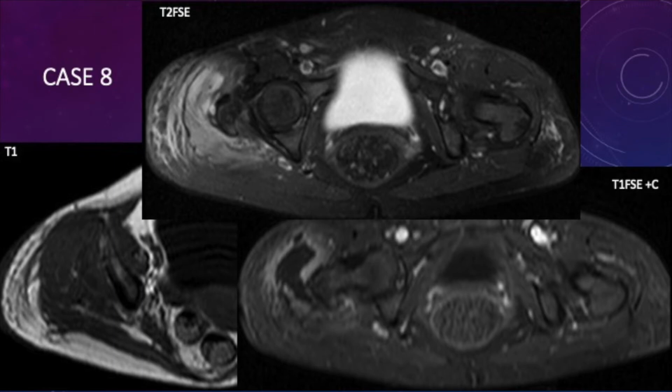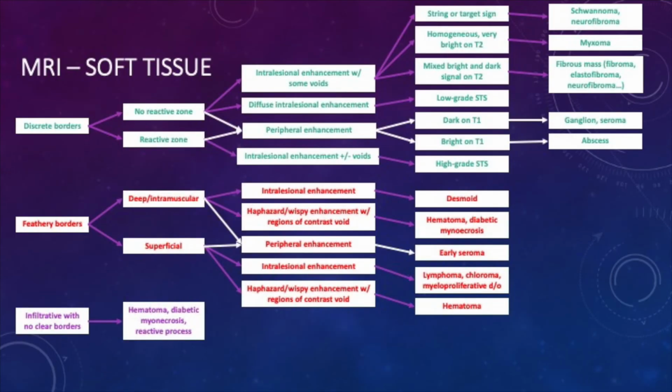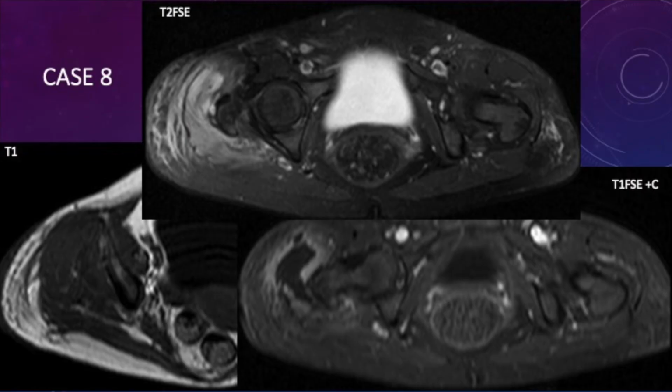Next case, again, we've got an MRI with a lesion just lateral to the hip. We've got the T1 in the bottom left, the T2 up top, and the fat-saturated T1 with contrast on the bottom right. And so we have to ask ourselves the same questions. As we're going into that soft tissue MRI, is there a very discrete border to this lesion? Is there a feathery and infiltrative border, or is there no clear delineation between the normal tissue and the lesion itself? When you look at the T1 and the T2, I would argue there's no real clear delineation between the lesion itself and the actual tissue that's there.